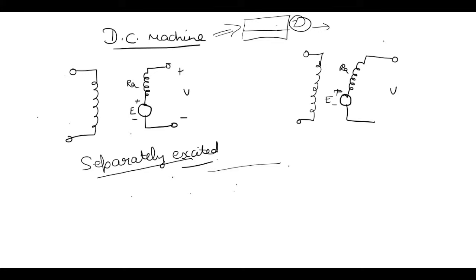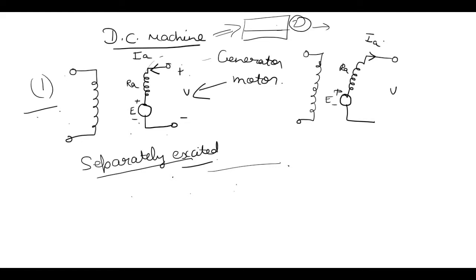Here we have two separately excited DC machines, and now we are going to see which one is a generator and which one is a motor. Let the armature current flow in this direction here, and in this case in this direction. In our first case, the supply voltage is supplying current to this machine, so this cannot be a generator, this is a motor. In the second case, the machine is supplying current, so this will be a generator.